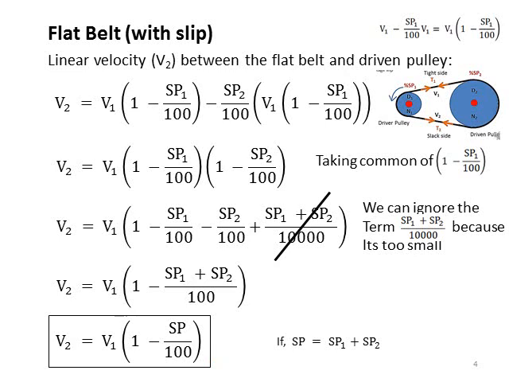So this is the final term we are getting here. As you can see, the velocity v2 will never be equal to v1 because of the slip between the driver pulley and the belt and the slip between the driven pulley and the belt. And how much is lost due to slip is the term inside the bracket, which is 1 minus sp divided by 10,000, where sp is equal to sp1 plus sp2.